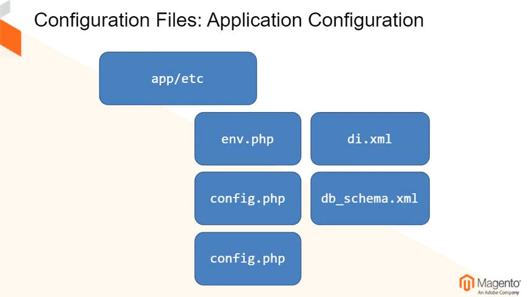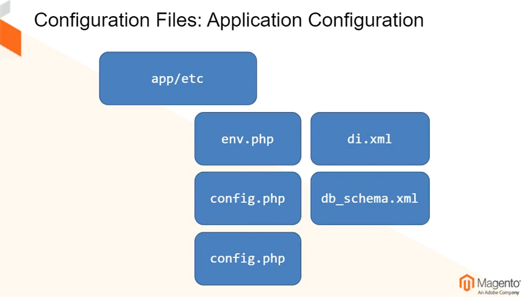Application configuration is located in the app etc folder. There are multiple config files there. The most interesting for us are the following. env.php contains information about connection to the database, cache configuration, Magento mode, and so on. config.php is an auto-generated file containing a list of modules with the flags that indicate whether the module is enabled or not.